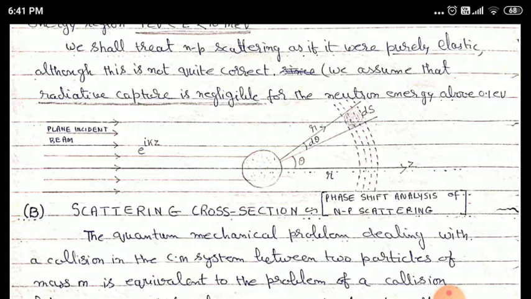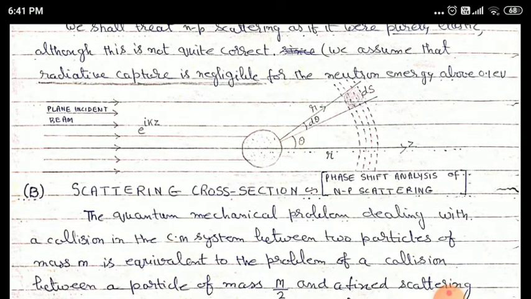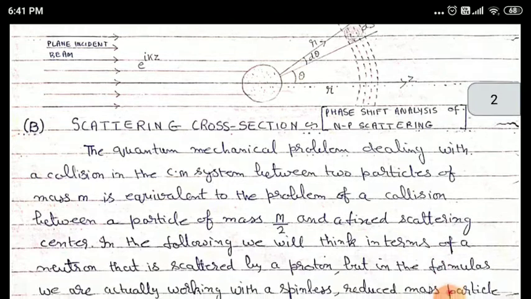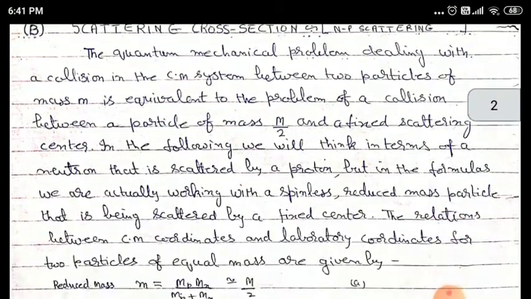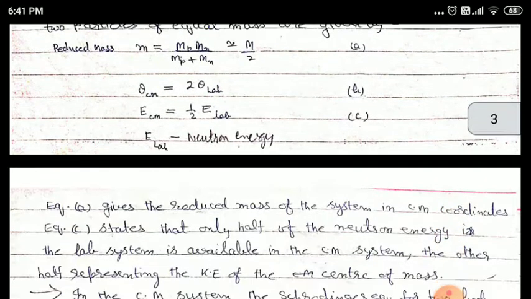Now let us discuss part B of this topic, that is scattering cross section or phase shift analysis of neutron-proton scattering. The quantum mechanical problem dealing with the collision in the center of mass system between two particles of mass m is equivalent to the problem of a collision between a particle of mass m by 2 and a fixed scattering center. So, because of certain reasons, we will treat this problem in a center of mass system.